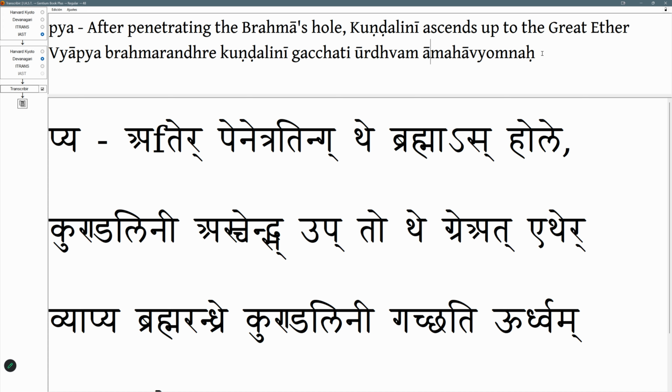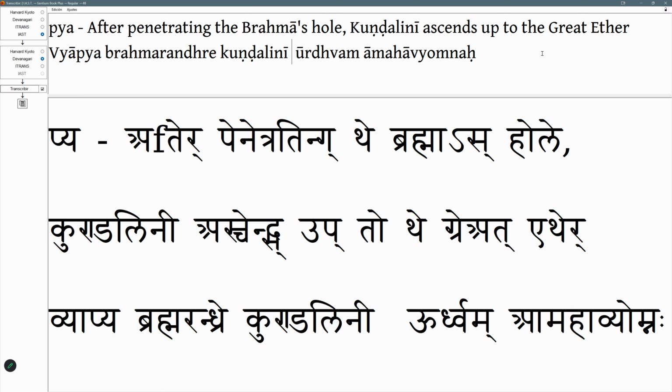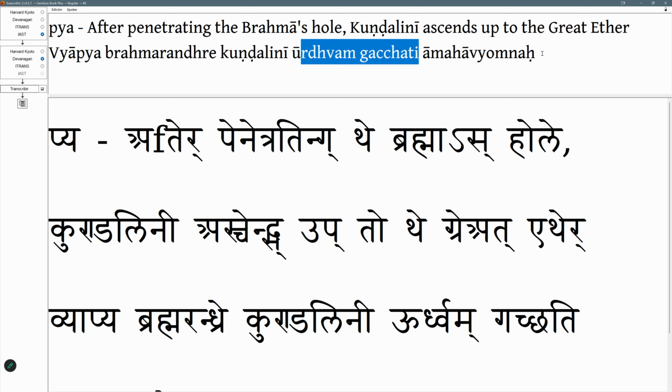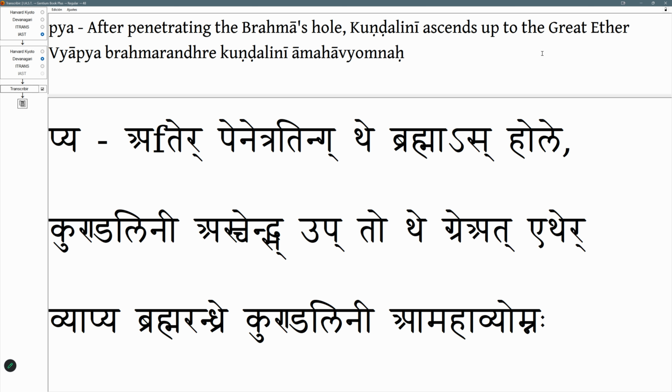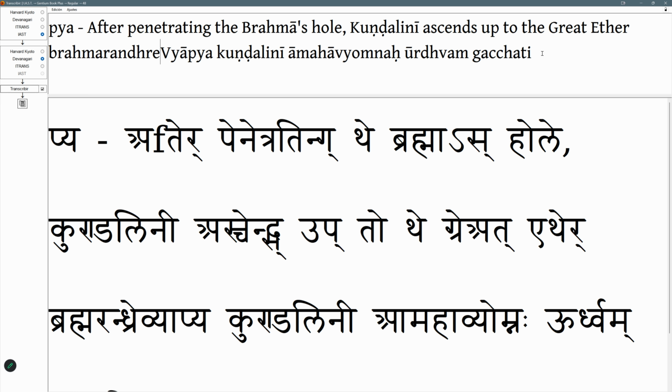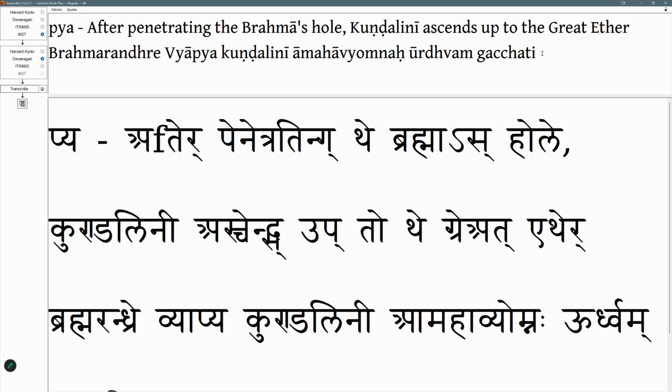Okay, now I like to put the verb at the end. All this can be written like this. Puede ser escrito así. But it's better to put gachati after Urdhvam. It's better writing, mejor escrito. And the verb at the end. El verbo al final. Vyapya Brahmarandre. Instead of putting Brahmarandre in the second place, it's better in the first place. You can tell me this is a fixed rule. No, but it's the style. No es una regla fija, pero es el estilo.